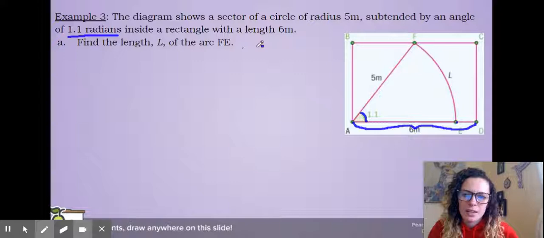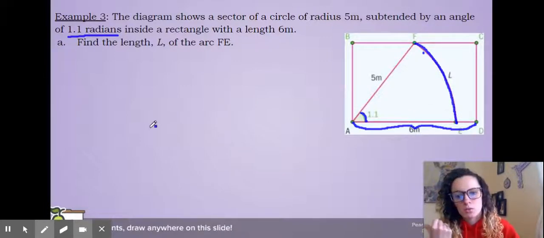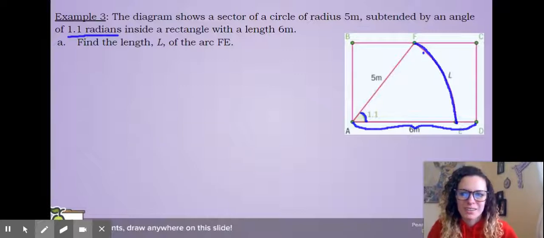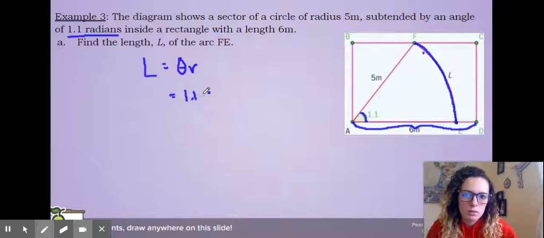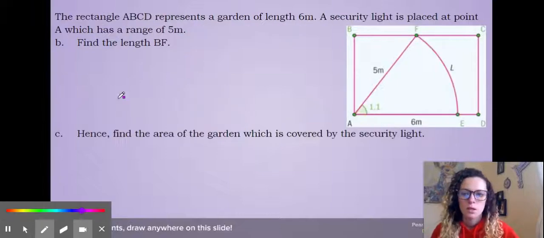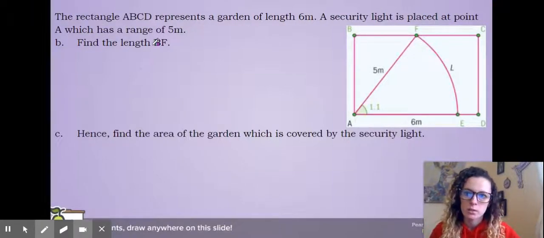In part A, we're finding the length L of arc FE. They labeled it two different ways, L or FE, but we're finding this length using one of the formulas from the previous slide. The length of an arc when I'm in radians is the angle times the radius. So in our case, 1.1 times 5, which is 5.5. What are we in? Meters. And that's it.